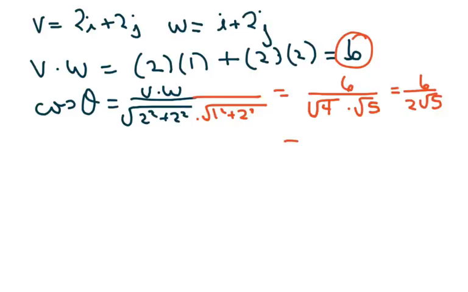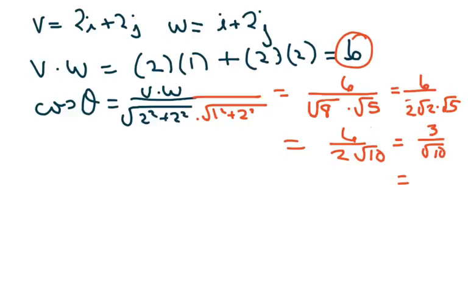And when you fix this up, you're going to get 6 root 5 over 10, which equals, oh, this is 8, sorry. Let me fix this. This is 8. I messed up a little bit. So this is going to be 6 over 2 root 2 times root 5. Sorry about that. Which is 6 over 2 root 10, which is 3 over root 10.